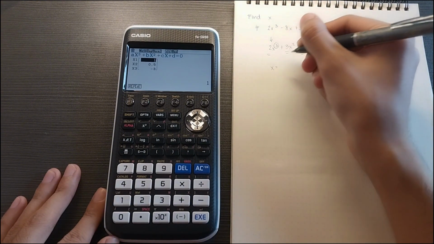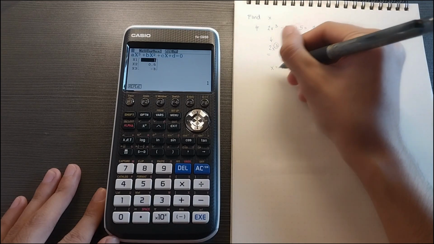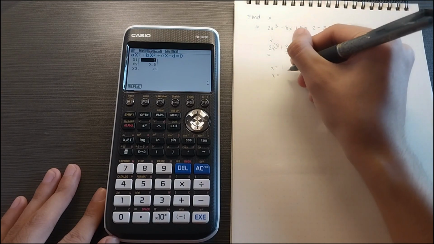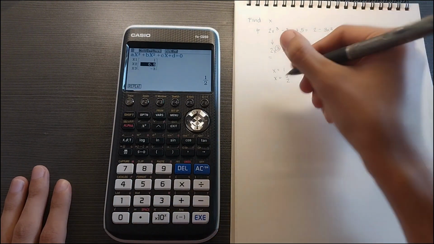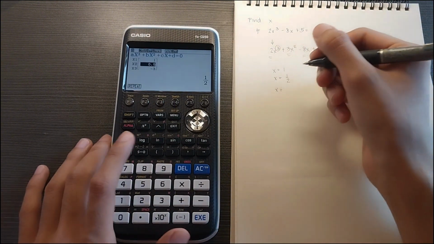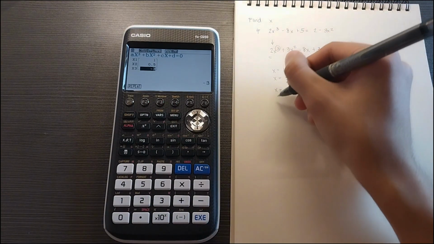So there are 3 roots. x is equal to 1, x is equal to 1/2, and then x is equal to -3. And now we have found the roots of the equation and solved the problem.